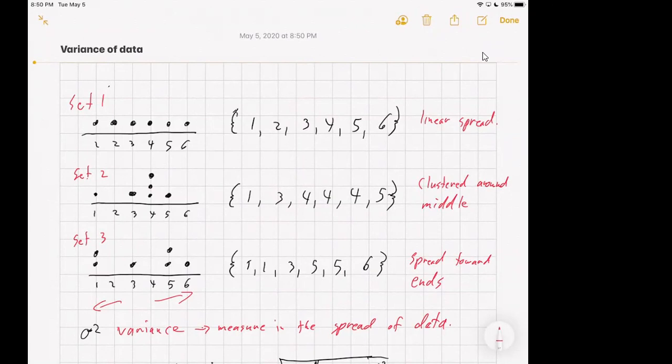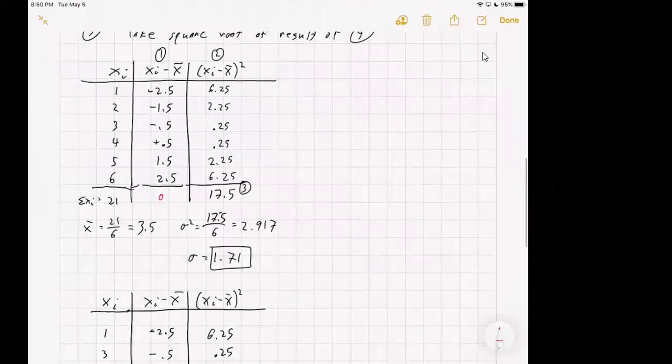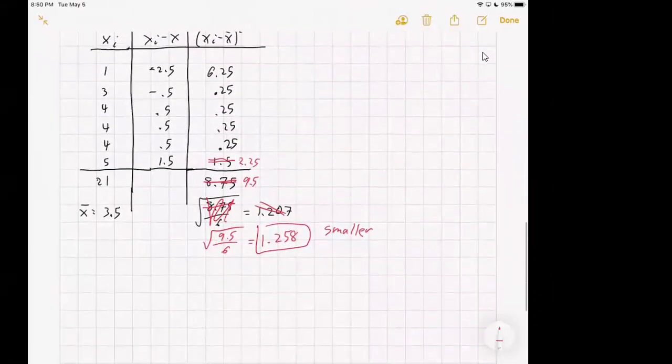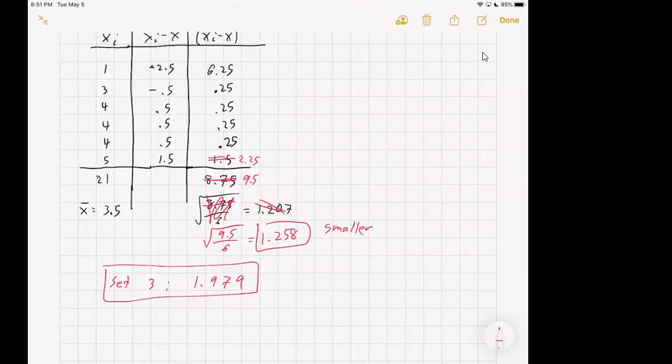All right, now set 3, we would expect to have a higher one. If you follow the same thing, which you will for your homework, I believe that you should end up with set 3 having an answer of 1.979. I entered that into my calculator and let it do the work for me. That's what I was able to attain. Okay, so that's all we have in this video.